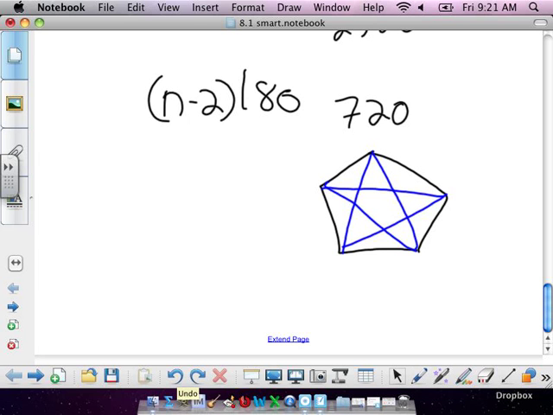Okay. In some polygons, there's special things about diagonals. In this case, it might just ask you how many diagonals, if you have like a 6-sided figure, how many diagonals you have. You can just do it like this and then count them.